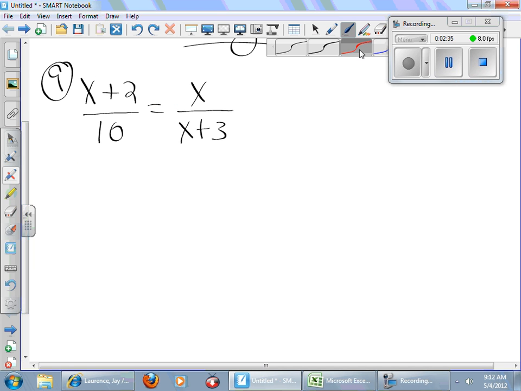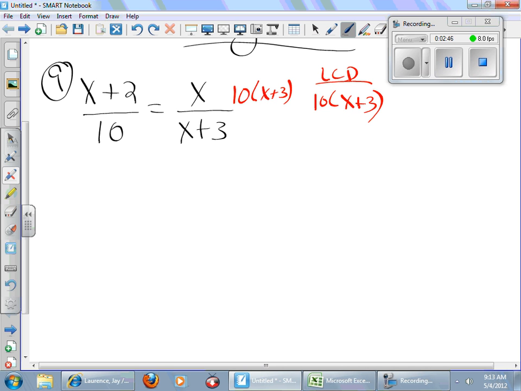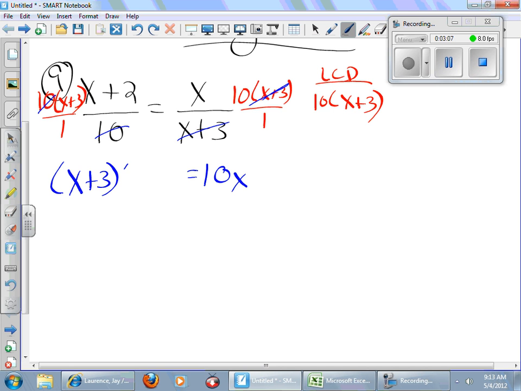All right, I'm going to identify my LCD, which is going to be 10 times the quantity of x plus 3. I'm going to multiply this fraction by 10 times the quantity of x plus 3. I'll write it as a fraction. And over here, I'm going to multiply by 10 times the quantity of x plus 3 over 1. Okay. When I do that, on the right-hand side, the x plus 3's will cancel, leaving me with a 10x. And then over here, the 10's will cancel, leaving me with the quantity of x plus 3 times the quantity of x plus 2. And you can see now that it's the same exact problem from this point on.